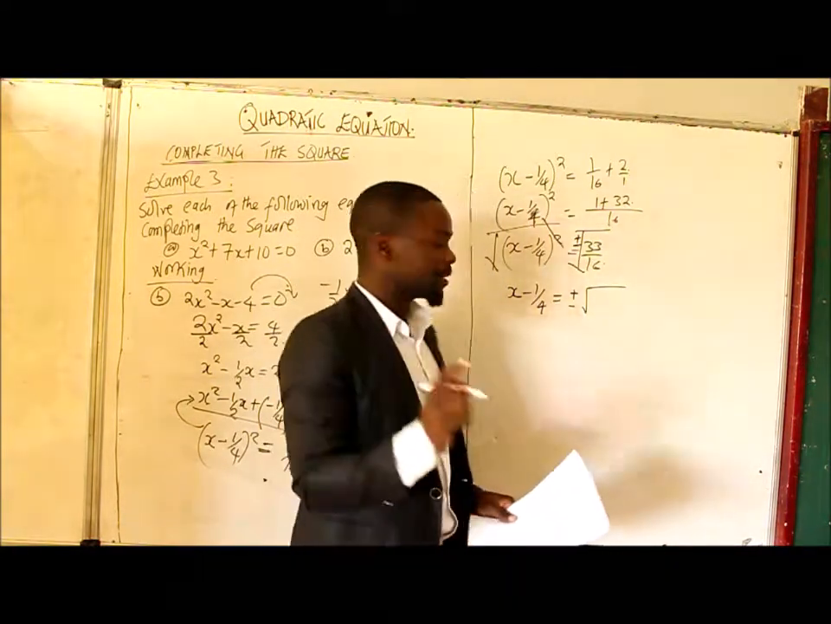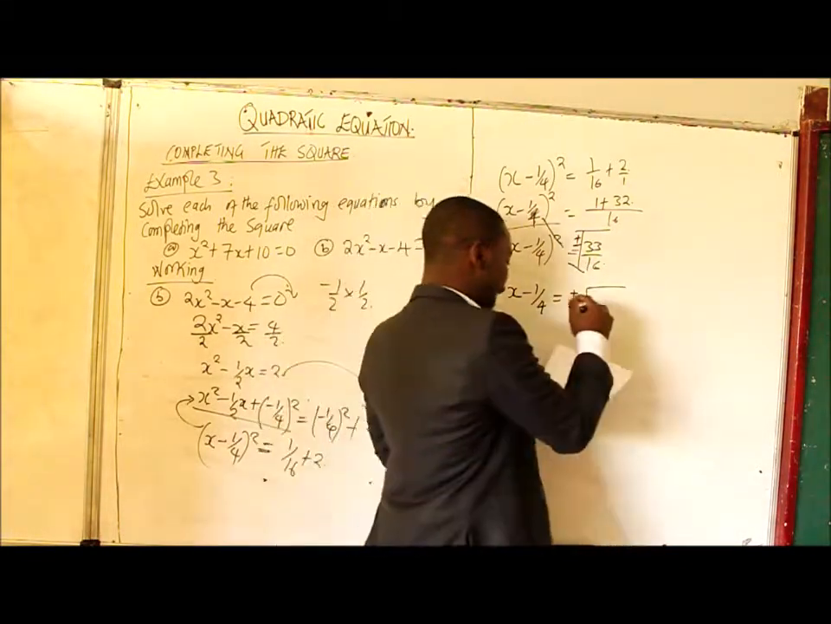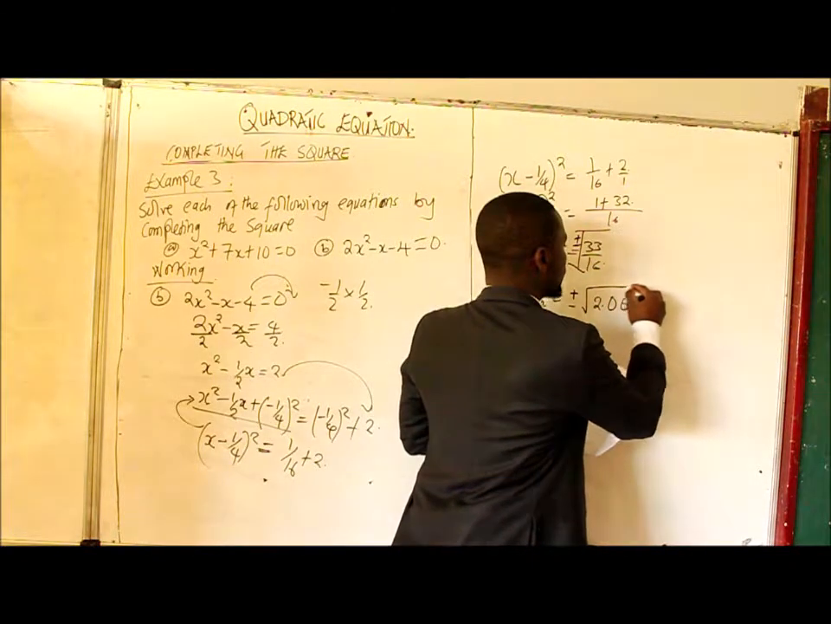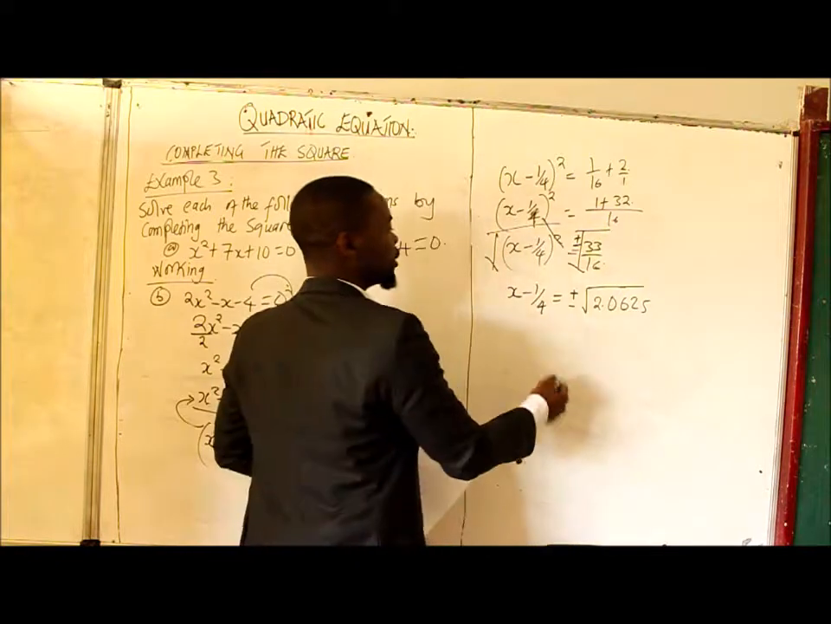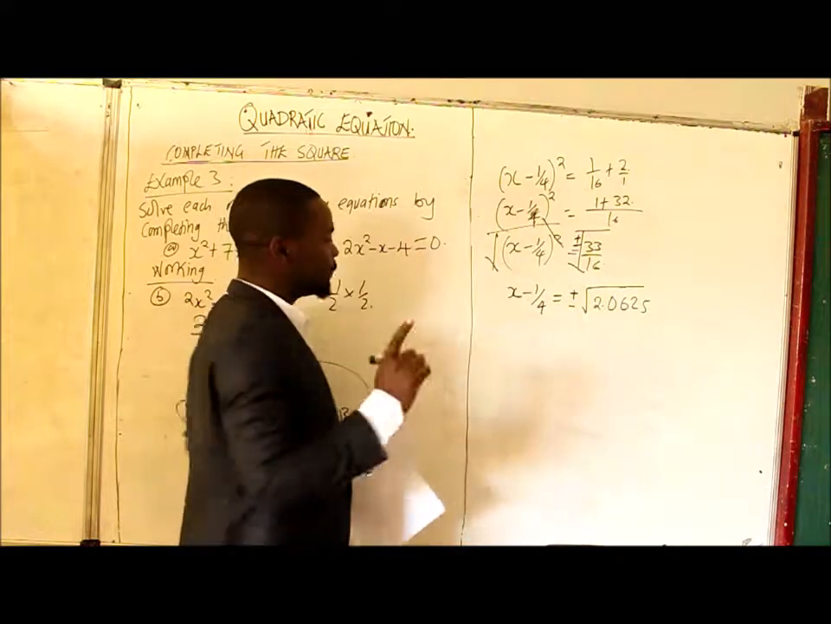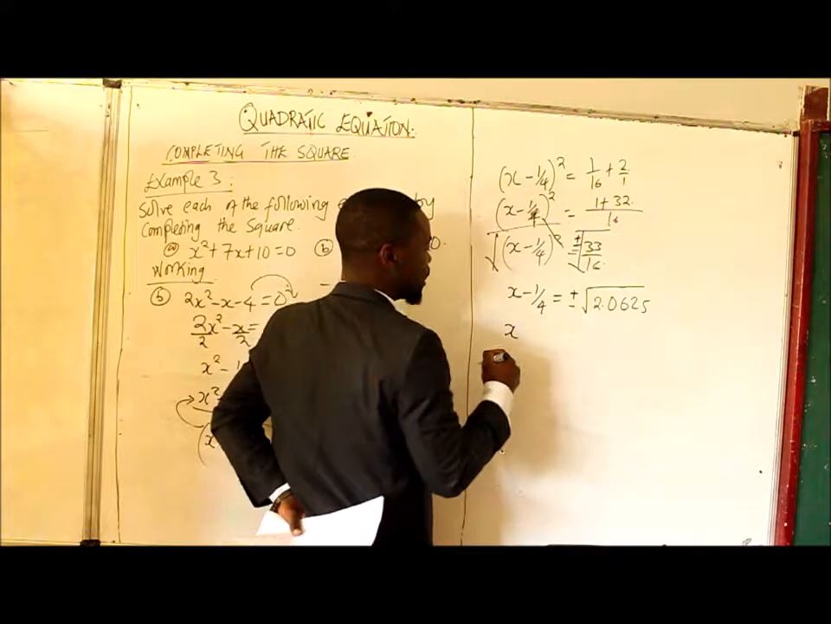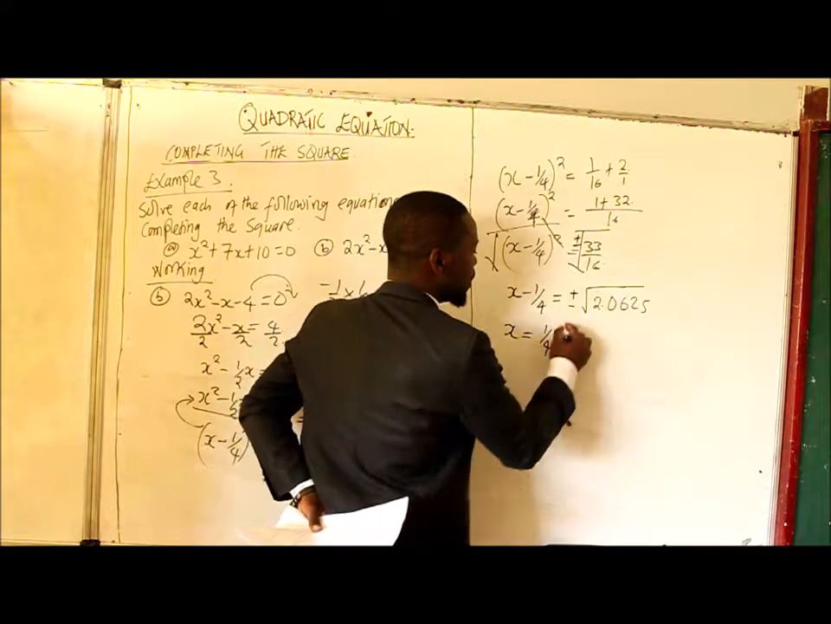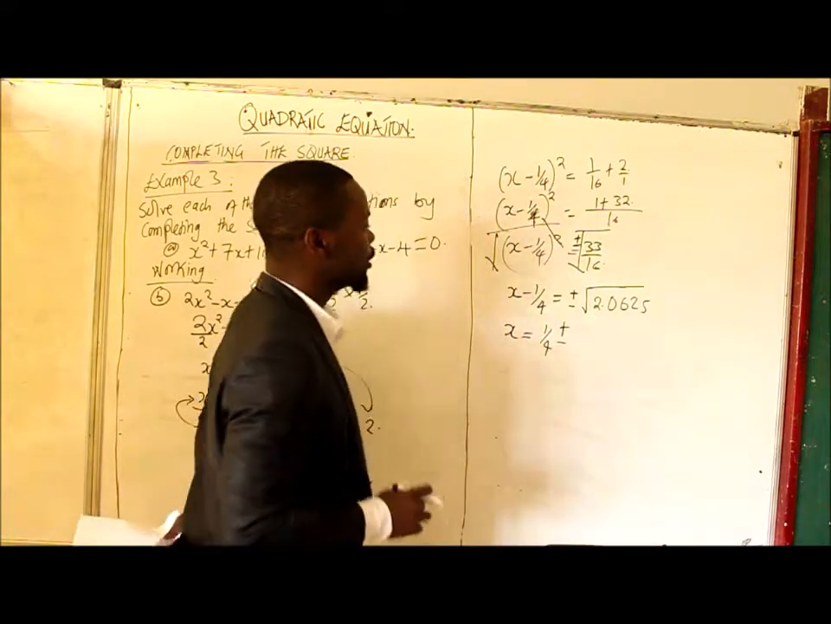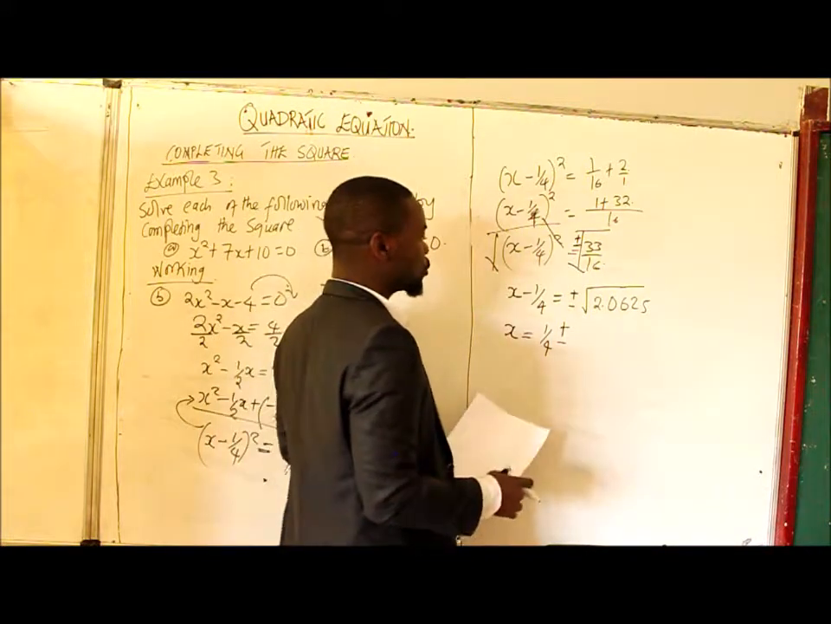So if you use your calculator, if you divide 33 by 16, what are you having? You are going to have 2.0625, correct to 4 decimal places. Alright. So from here, make x the subject of the formula by crossing negative 1 over 4 to the right hand side. So we're going to have positive 1 over 4, positive or negative, and then you look for the square root of 2.0625 using your calculator. So the square root of 2.0625 is what?